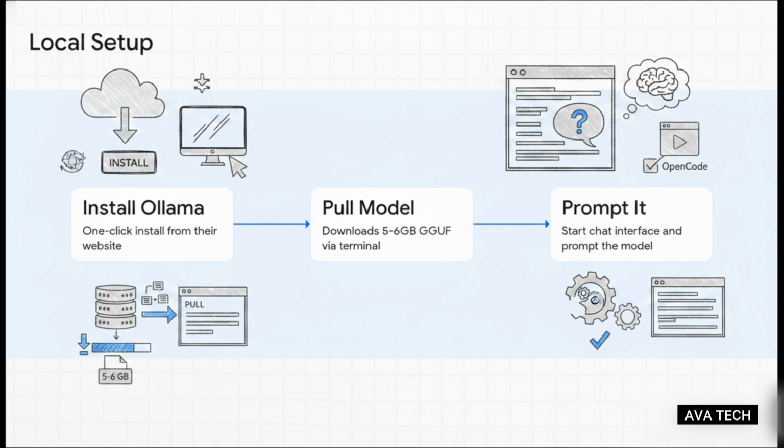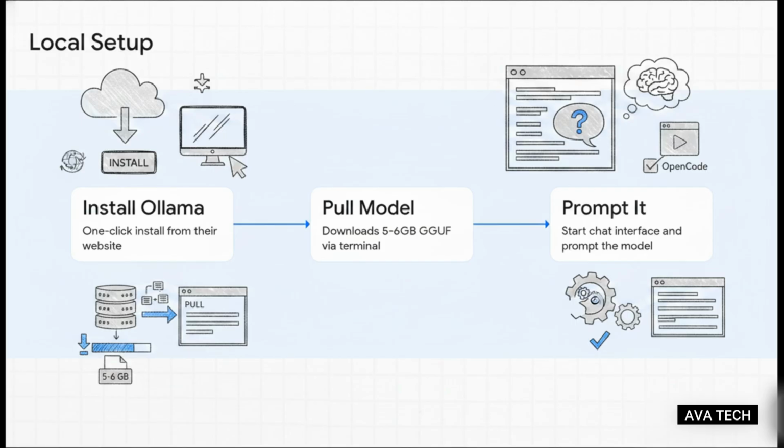Step 2, open your terminal and run the standard Ollama pull command for the model. That reaches out to Hugging Face and pulls the GGUF version straight to your machine. It's a relatively small footprint, downloading around 5 to 6 gigs depending on the quantization, so it takes like a minute. Step 3, start a chat interface right in your terminal and just prompt it. Ask it something like, write me a Python function that checks if a number is prime.